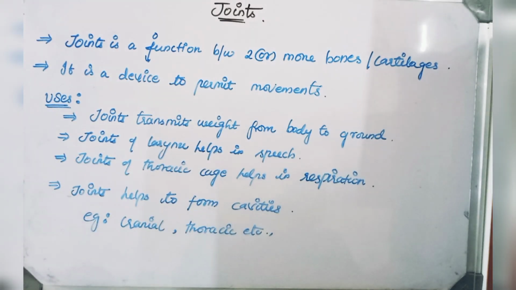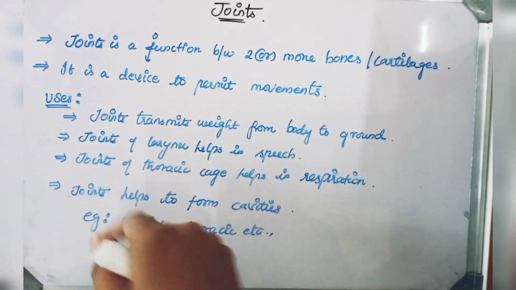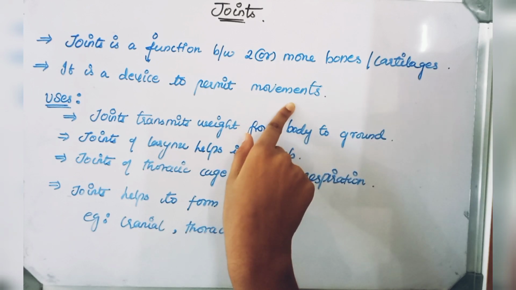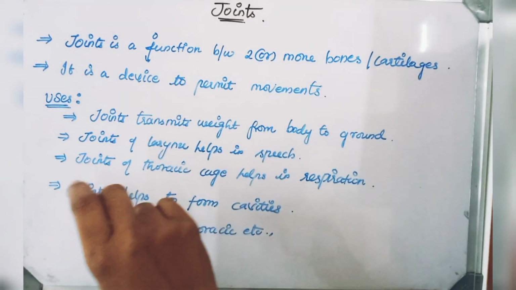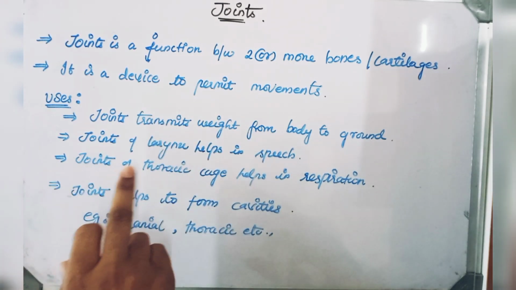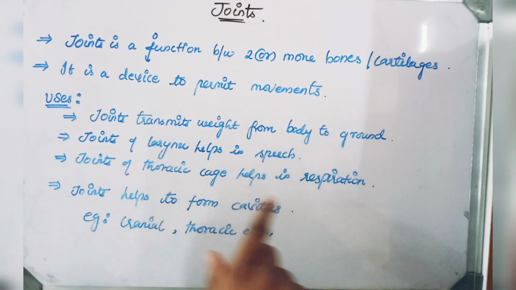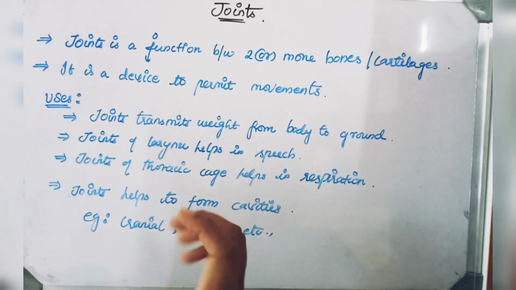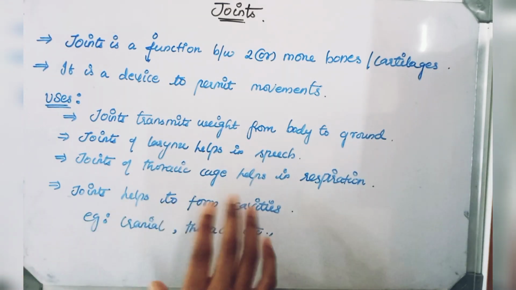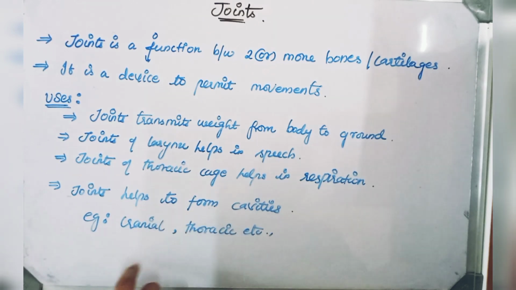So what is joint? So joint is a junction between two or more bones or cartilages. It is a device to permit movements. So what are all the uses through the joints? The joints transmit weight from body to the ground, and the joints of larynx help in the speech, and the joints present which make the thoracic cage help in the respiration by making movements across transverse and the vertical direction, and joints help to form cavities, examples cranial cavity and thoracic etc., which are formed by the joints.